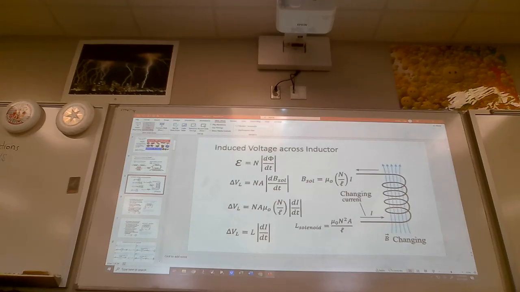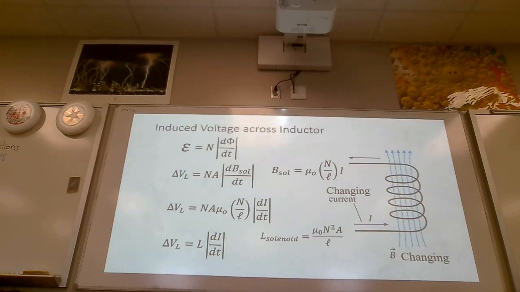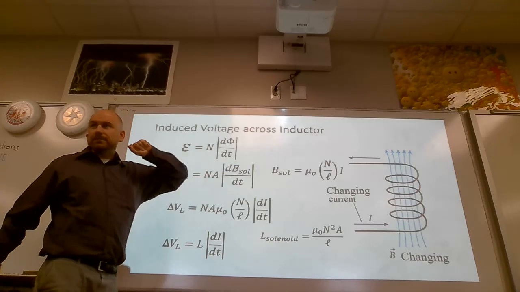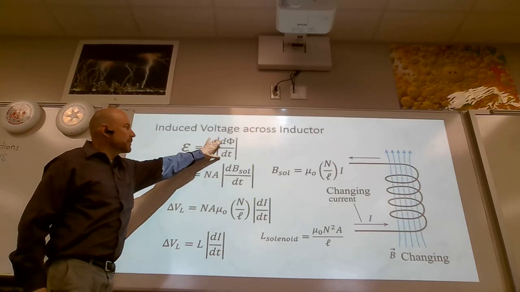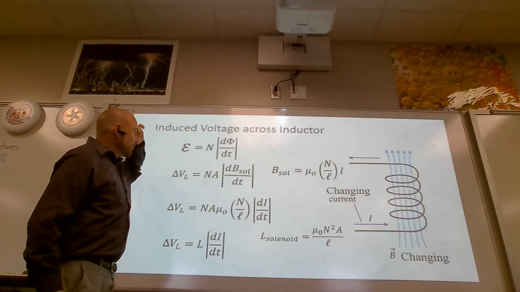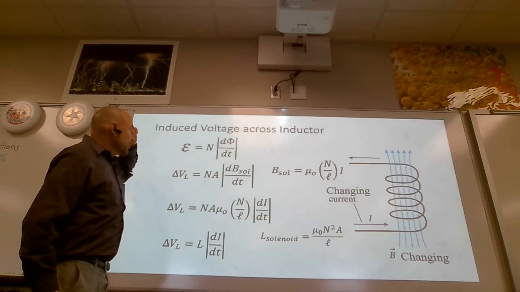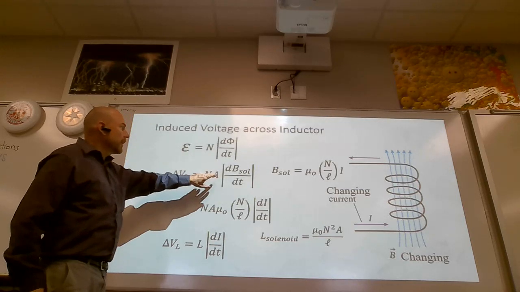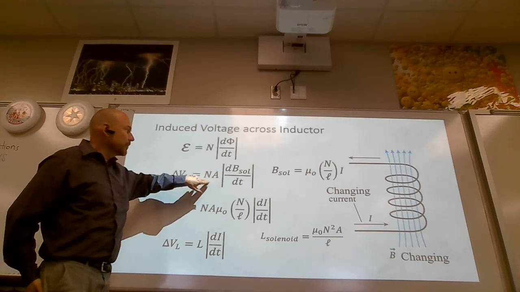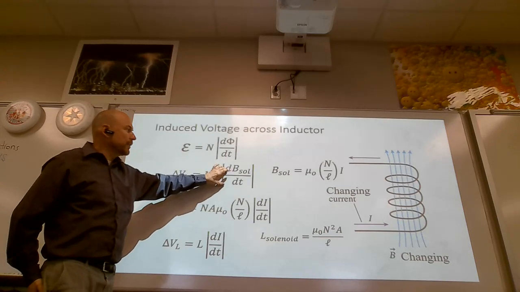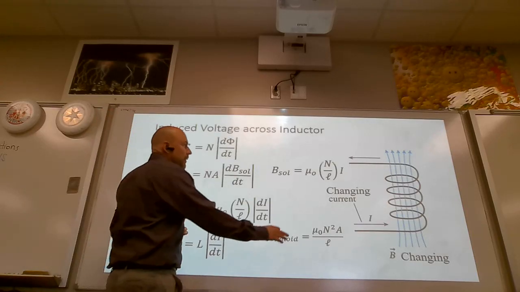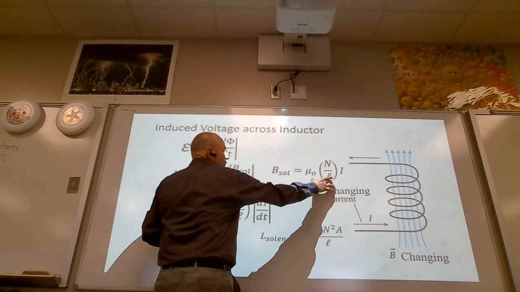So you got Faraday's law. Okay. I'm just going to look at the magnitude. So the rate at which flux is changing times the number of loops. Okay. So the voltage across a solenoid, the area is not going to change. You got the number of loops. So it's the rate at which the magnetic field in the solenoid is changing. Okay. So this is our equation for the magnetic field in a solenoid.